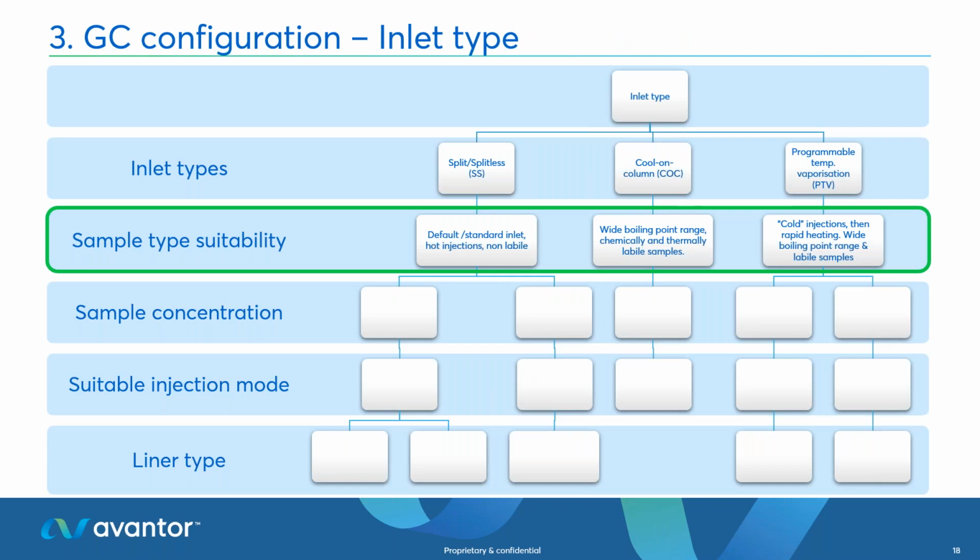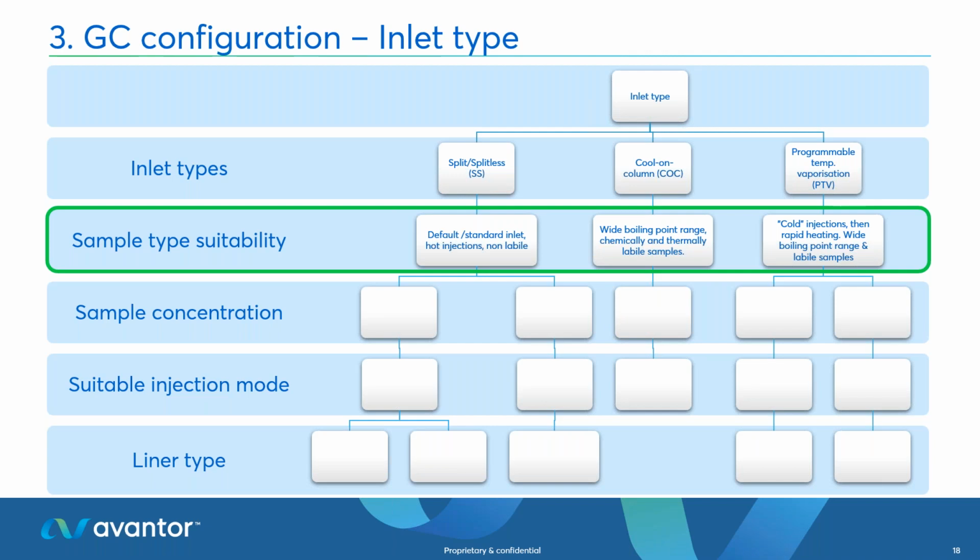So when we have a quick look at the inlet types, we can actually see the differences between a split/splitless inlet, which is the most common inlet usually set up with a GC, a cool on-column inlet, and then a PTV. The more common version of a PTV is an MMI, which is a combination of a split/splitless inlet and a PTV inlet. With the split/splitless, we can do hot injections for non-labile samples. But the cool on-column inlet has a wide boiling point range and is for chemically and thermally labile samples.